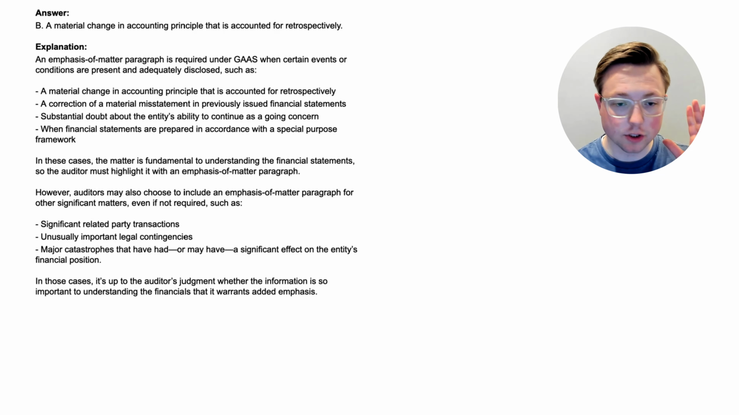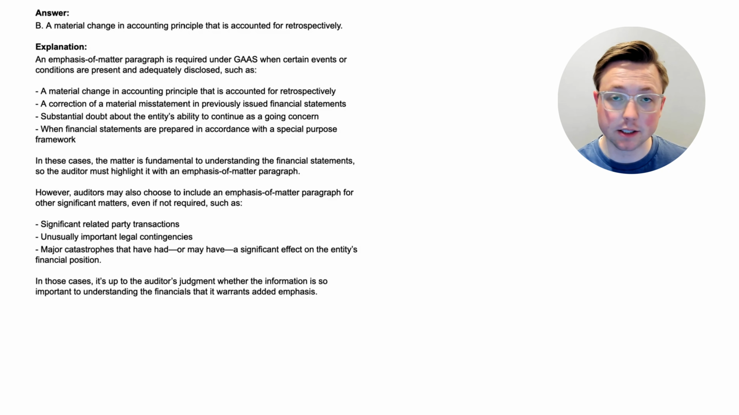So again, these are super crucial. They are things that people need to know and they need to be pointed out to them, so it's required to have it for those situations. However, auditors may also choose to include an emphasis of matter paragraph for other significant matters, even if not required, such as, so these ones are ones where the auditor may do it. They can choose to do it based on their judgment, but it's not required.